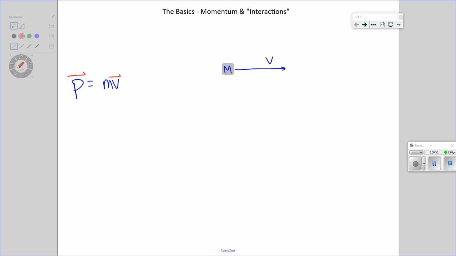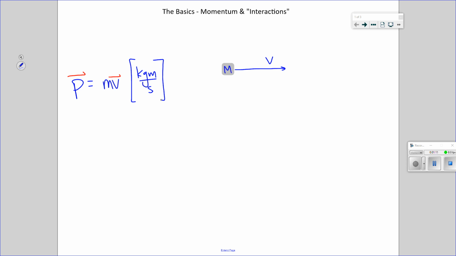Momentum's units are nothing too fancy. They're the units of mass, kilograms, times the units of velocity, meters per second. So units of momentum, kilogram meters per second. And that's it. That's the definition of momentum.